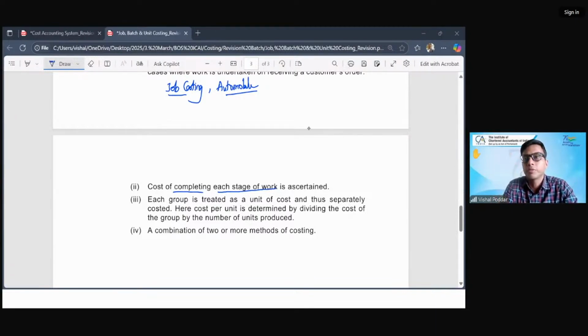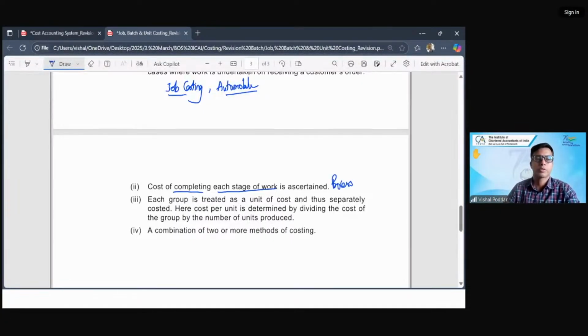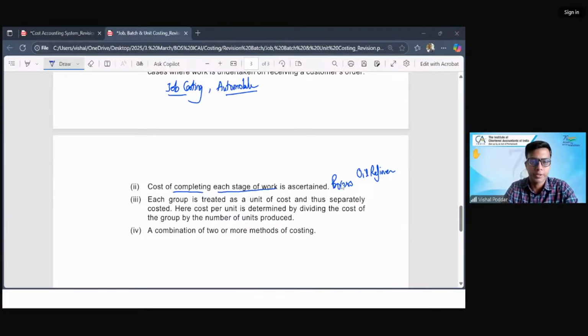Stage wise costing. Which method? It is process costing. Common example is your oil refineries. So the industry in which it is very commonly used, yes, correct. And the industry is oil refineries.